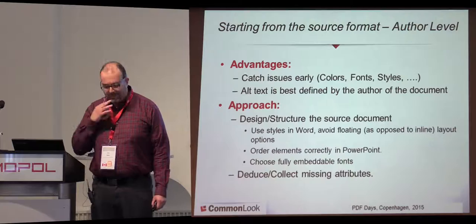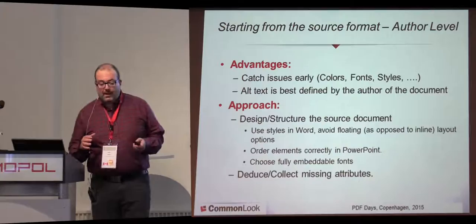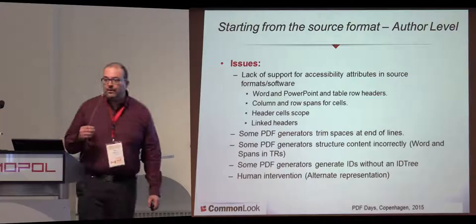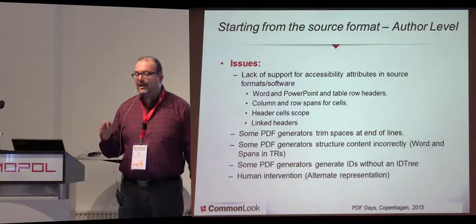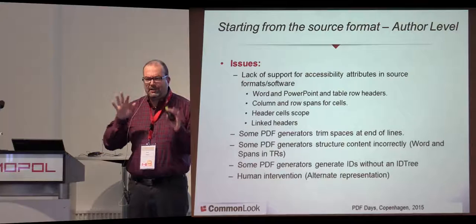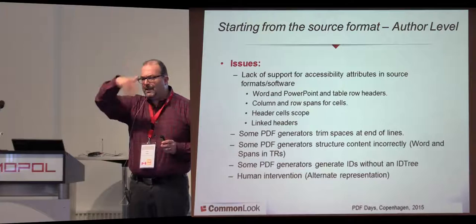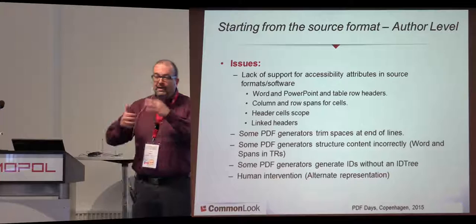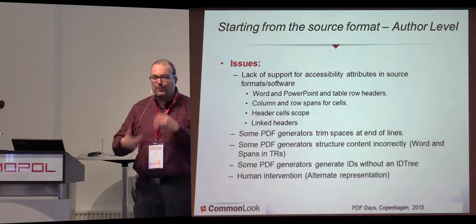But you also need to deduce and collect missing attributes. Now, what does that mean? We'll discuss that here in the issues. Not all document formats contain all the information that's needed for an accessible PDF. So for example, Microsoft Word doesn't define row headers. You can define column headers in a bit of a weird way, by just defining that the columns repeat on every page. But row headers cannot be defined. So while you're still at the source, you need to collect this information. You can't get it from Word, so you should have another method of getting that information.